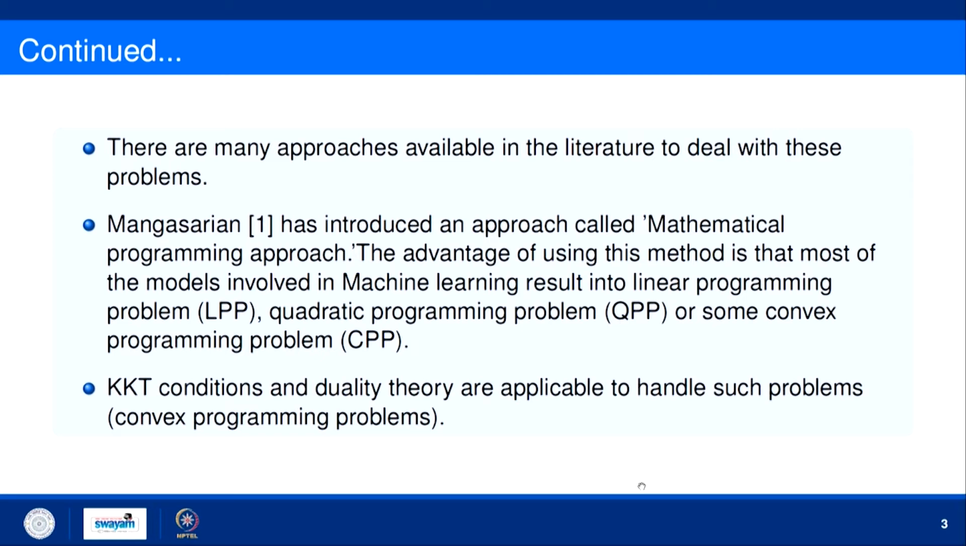And we already know that if we have convex optimization models or convex programming problems, then the KKT conditions become sufficient. Sufficient means that the point which satisfies those KKT conditions will be the global minimum point of the problem. So this is the main beauty of using the mathematical programming approach, that it results in either a linear programming problem or a quadratic programming problem, which is very easy to handle.